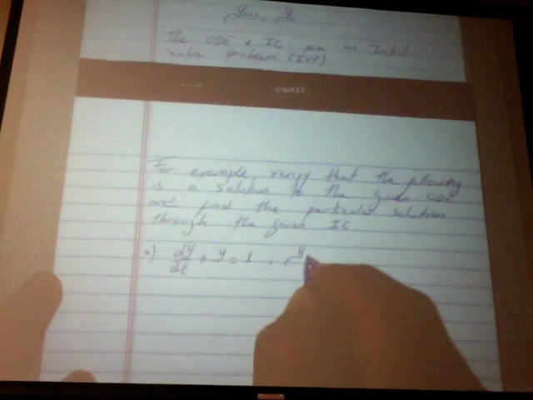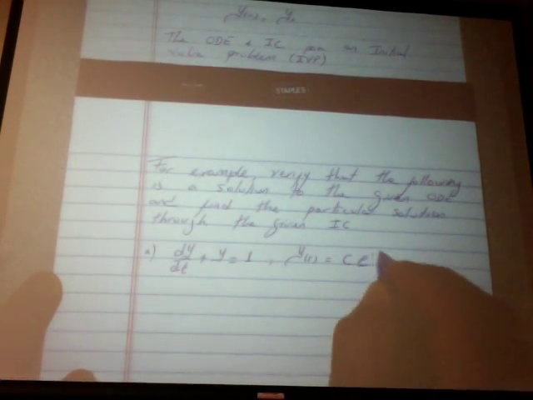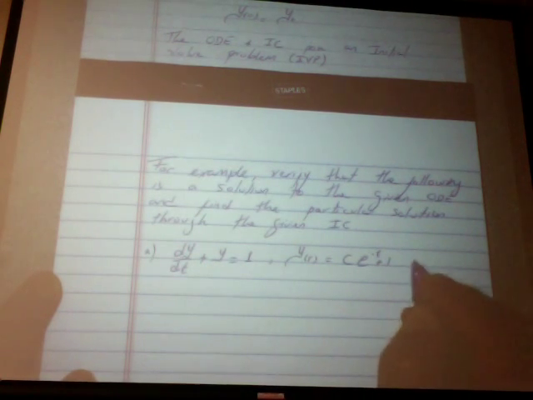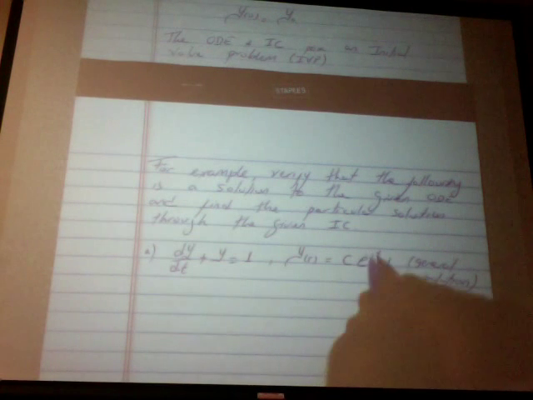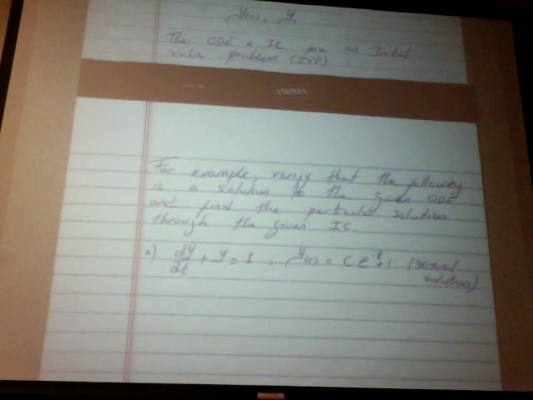With solution c e to the minus t plus 1. This is called the general solution. We call it general solution because it is actually a family of solutions. It's not a single one. It would work for any value of c. Any value of c you pick will still be a solution to that equation. So it doesn't solve the initial value problem, it just solves the differential equation.